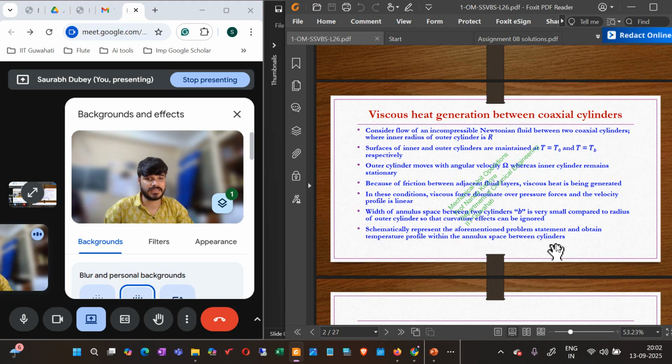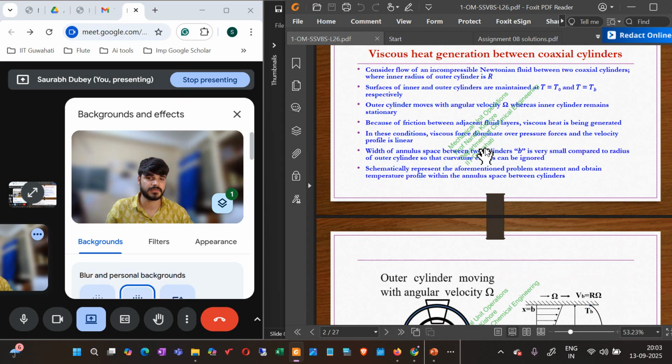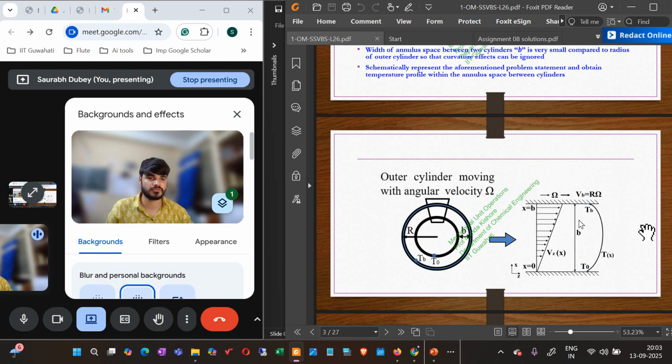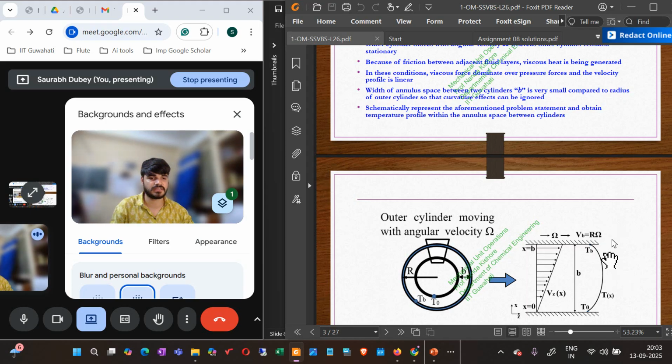So consider flow of an incompressible Newtonian fluid between two coaxial cylinders where the inner radius of the outer cylinder is r, right? So the inner radius of the outer cylinder is r. The surfaces of the inner and the outer cylinders are maintained at temperatures T0 and Tb. The outer cylinder moves with the angular velocity omega, whereas the inner cylinder is stationary. So you see everything is here. Inner is this, outer is this. Outer is at a distance r.